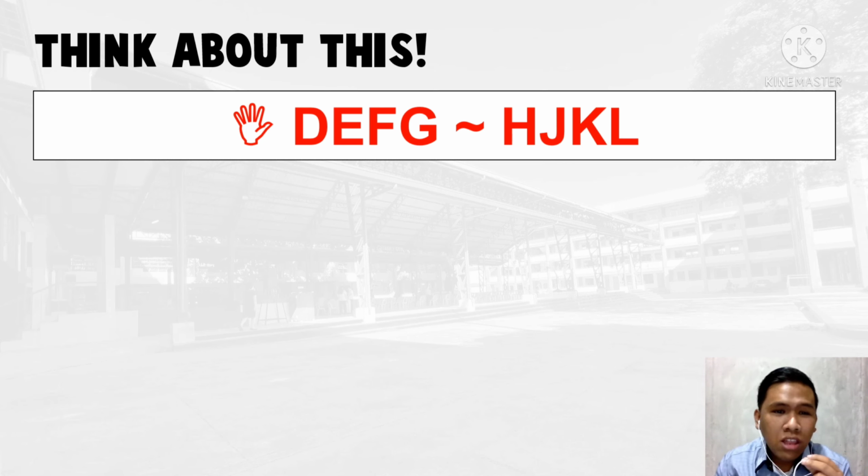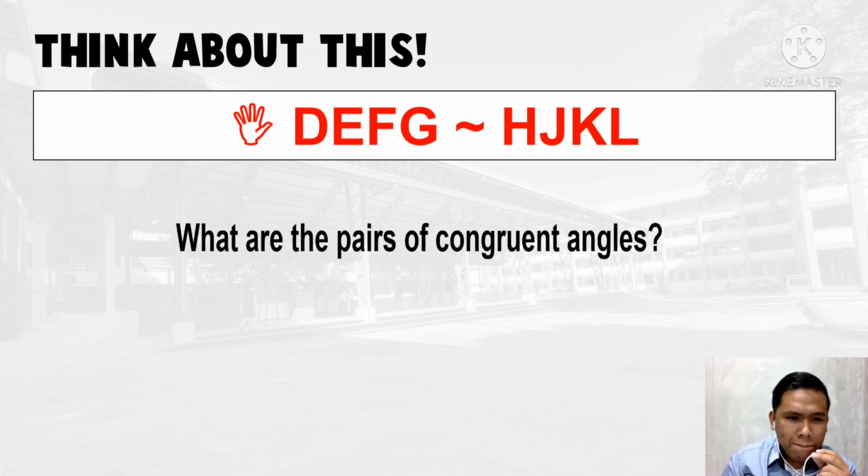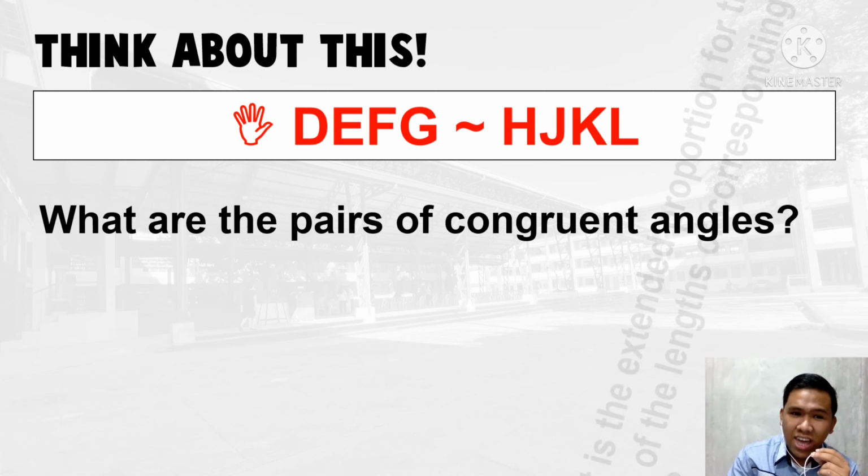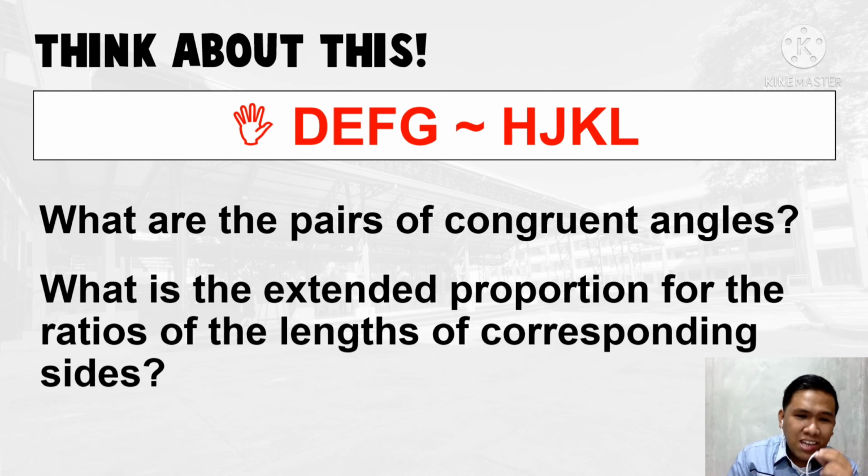Another example is this. Let us assume that there is a quadrilateral DEFG that is being compared with a quadrilateral HJKL. Let us have this given. What are the pairs of congruent angles? Could you please pause this video and comment down what are the pairs of congruent angles? And the next thing is, what is the extended proportion for the ratios of the length of the corresponding sides? What are the side lengths that are proportional in this figure? Could you please comment your answers in our chat box right now?